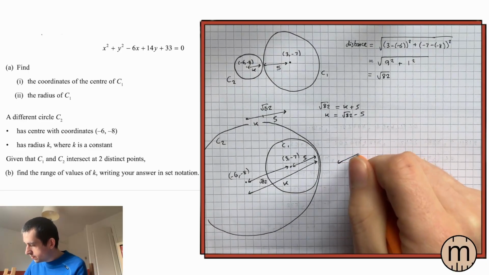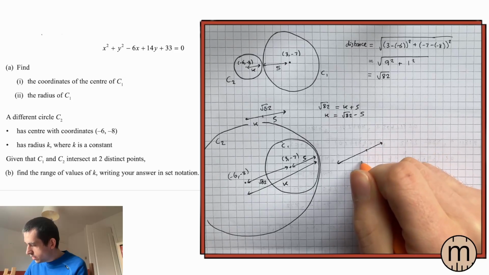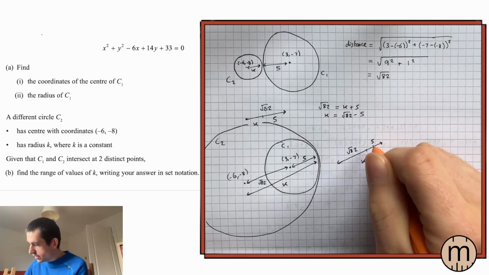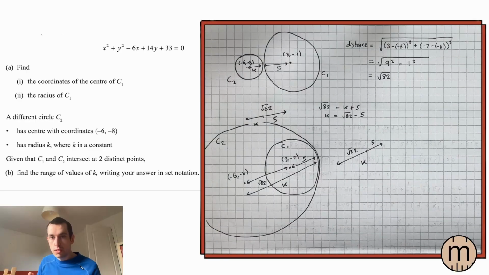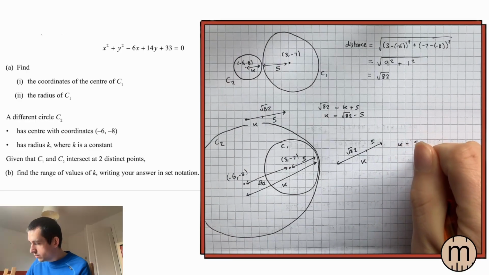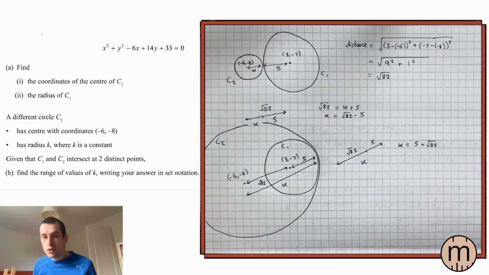Making this diagram a bit neater, the total distance is k, and root 82 and 5 are the components which make up this long distance. Well, from this one, we can say that k is equal to 5 plus root 82, or root 82 plus 5 if you like. And that's going to be the bigger value of k for which there's going to be an intersection.